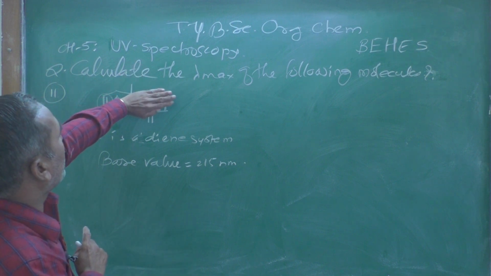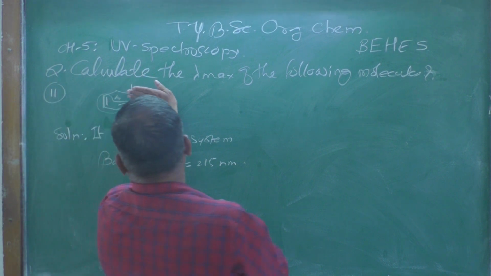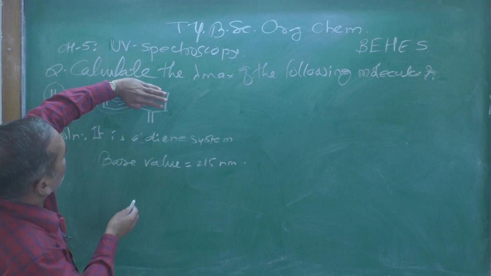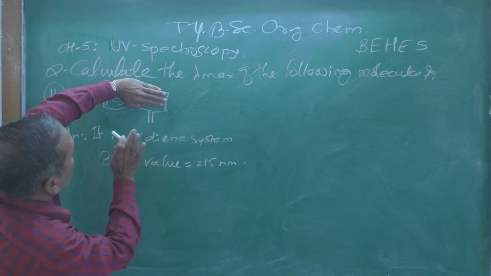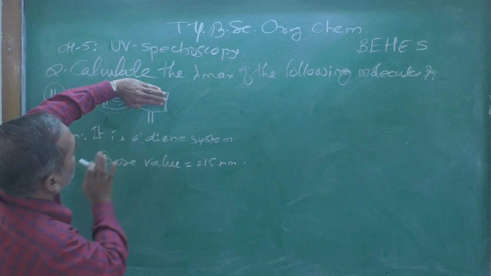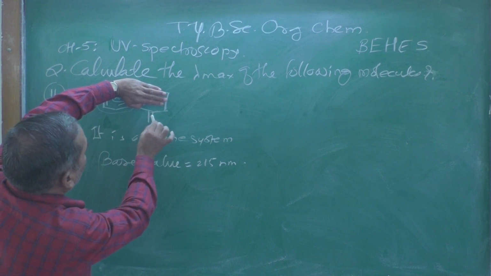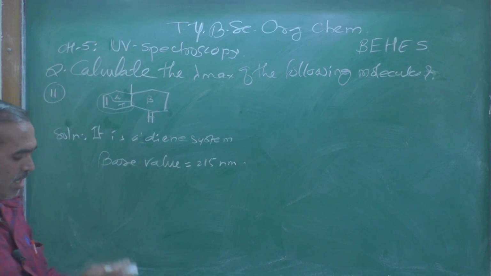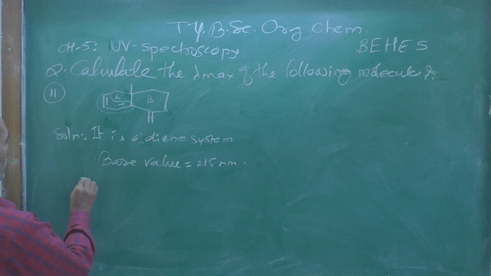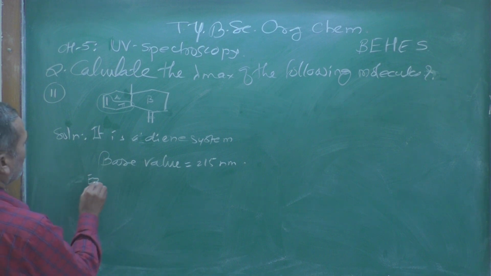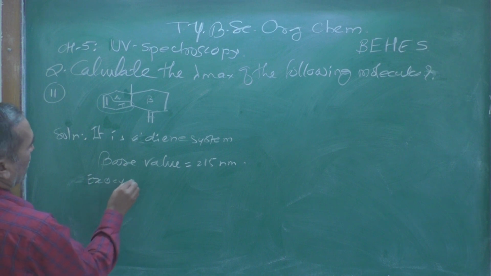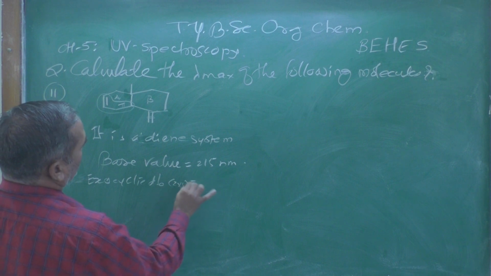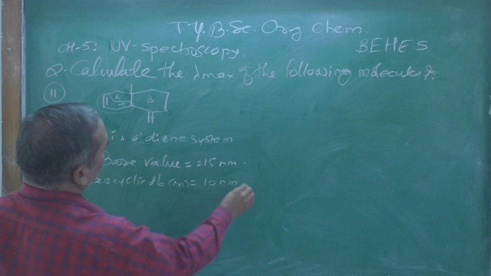But if you put a hand on B this way, what do you see? You can clearly notice there will be two exocyclic double bonds. Look here, one double bond here and one double bond here. Means two exocyclic double bonds are present. Exocyclic double bond: 2 into 5 is equal to 10 nanometer.